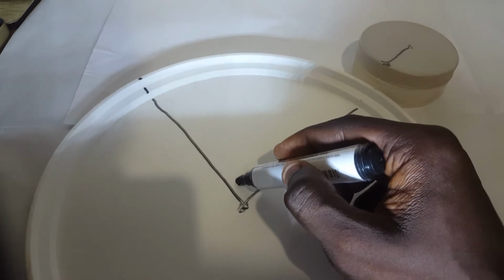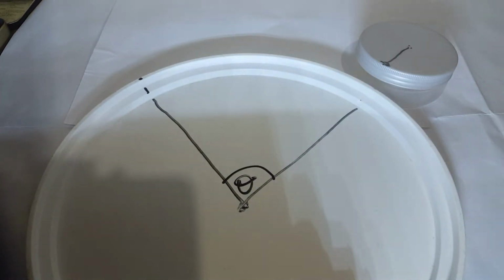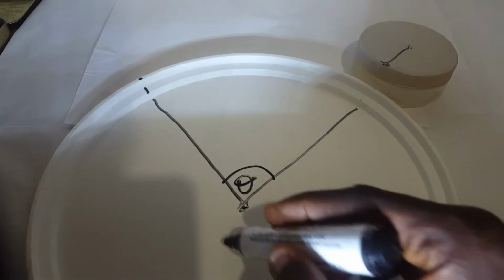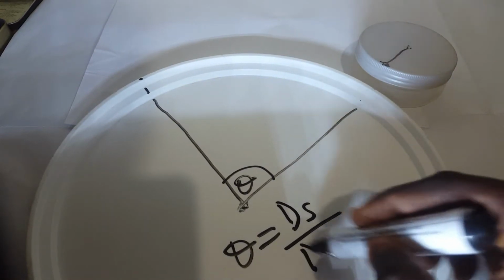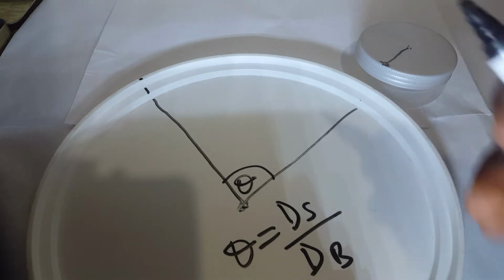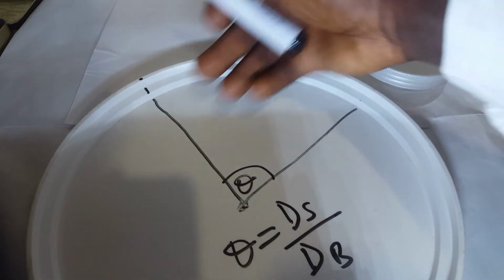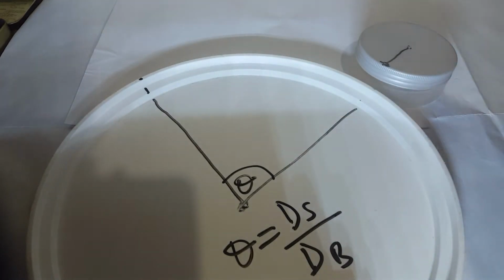Now an angle theta will always be formed. In order to obtain the value of this theta, we divide the diameter of the smaller circle by the diameter of the bigger circle. So the bigger circle is this one here, and then this is the smaller circle, or this one is known as the rolling circle, and then this is called the directing circle.